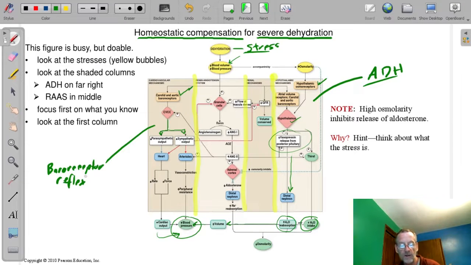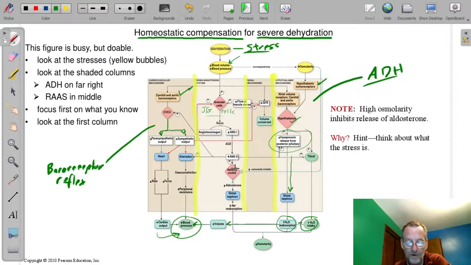And what do we have in the middle column? Well, drop in blood pressure. Here are our granular cells. These are the JG cells. And this starts the whole renin cascade. So this whole picture is RAS. So this should look familiar. The granular cells, those JG cells, release renin, angiotensinogen, angiotensin 1, etc., etc.